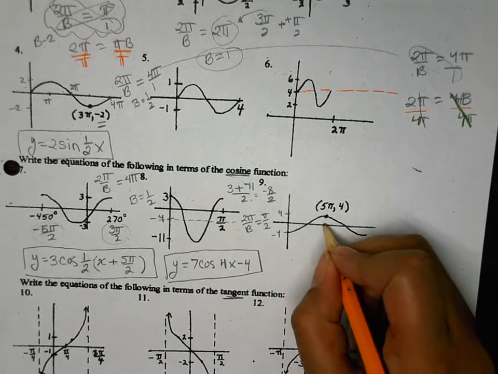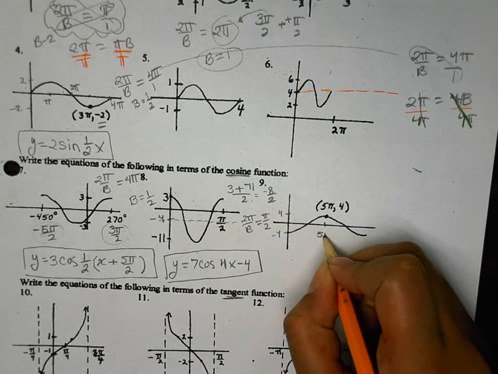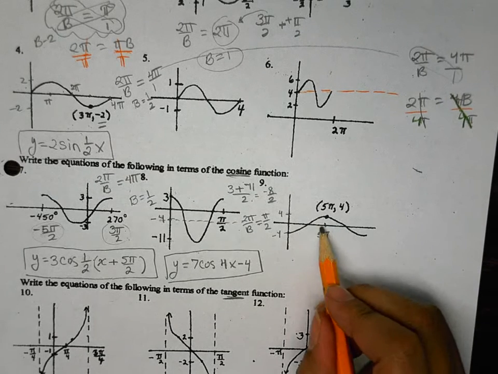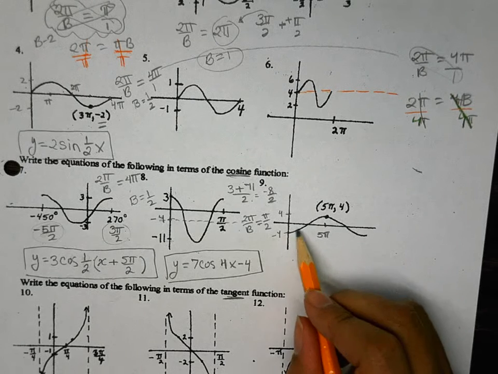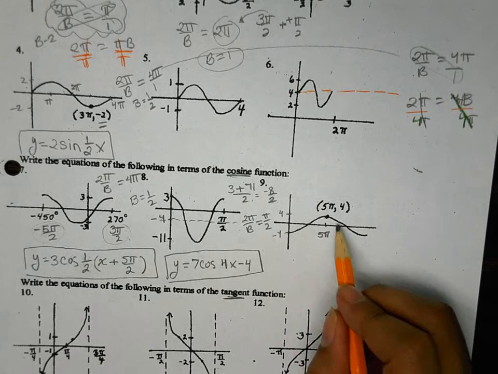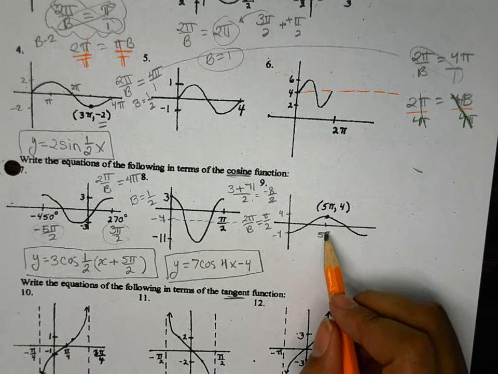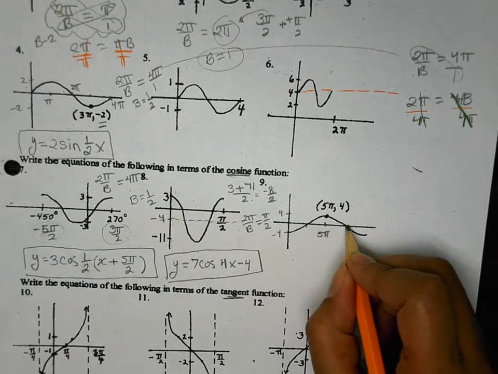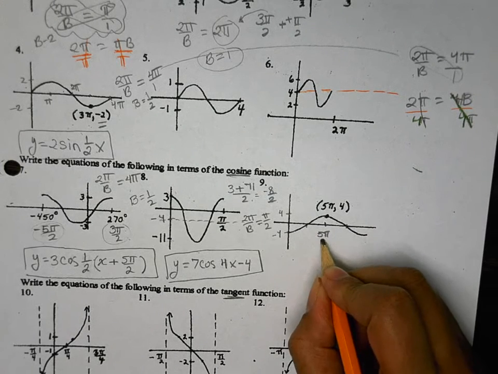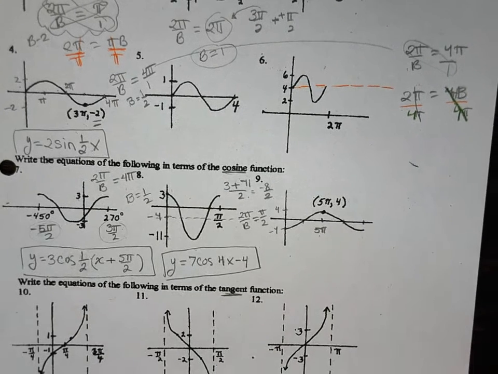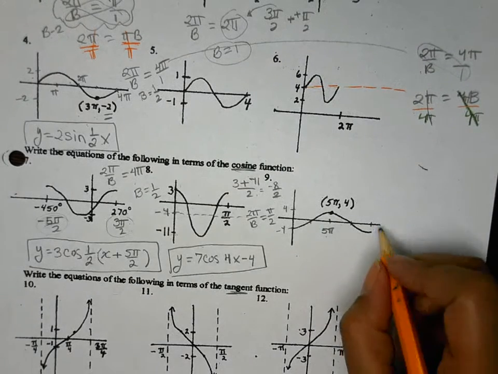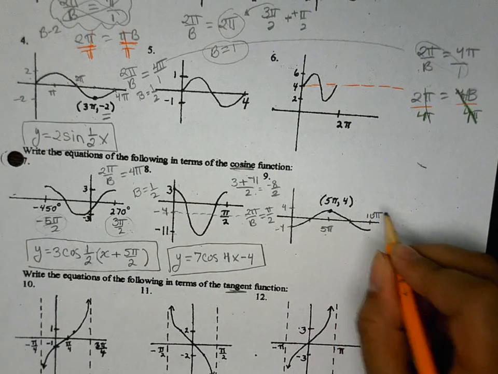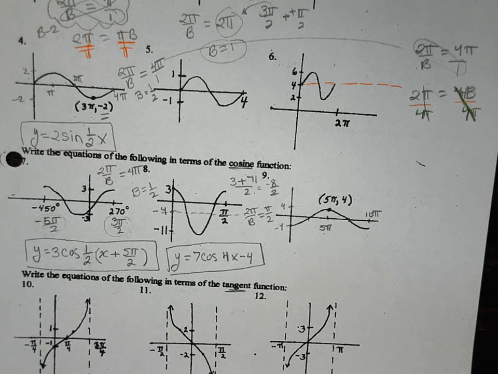All right. This right here, do you agree that 5 pi is the x value and it's in the middle? Yes? Minimum, 0, maximum, 0, minimum. So this is right down the middle. I don't need to know my quarter points, but can I use the fact that the middle is 5 pi to find my ending? Yeah. What is the ending? All right, so do you have enough now to find your equation?